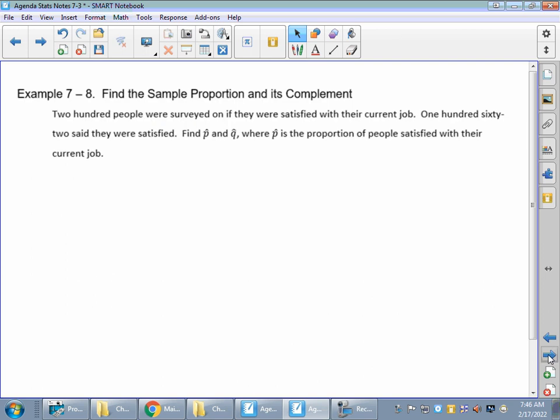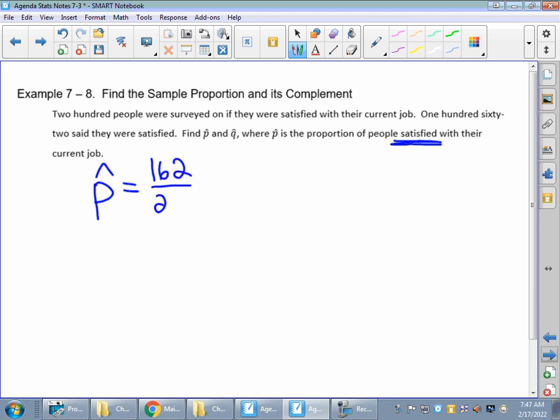So find the sample proportion, its complement. 200 people were surveyed on if they're satisfied with their current job. 162 said they were satisfied. Find p hat and q hat. P hat is the proportion of people satisfied. So this is success, right? Is if they are satisfied. So p hat is going to be equal to how many people are satisfied over how many people were in that sample. So 162 out of 200. So that's probably about a 0.81.